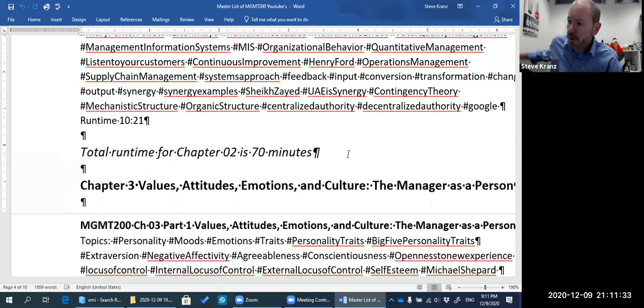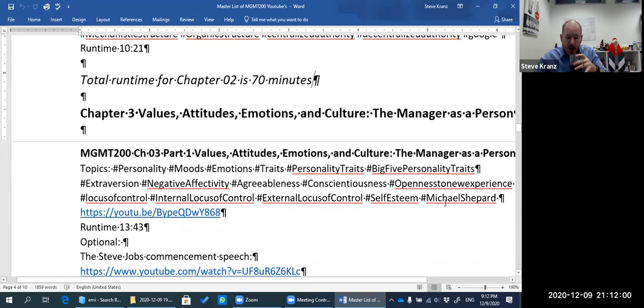Codependent. Where's codependent? Honestly, codependent is a psychology term. If I used it in here, I apologize. When you take psychology, you need to know codependence, but not for my class.